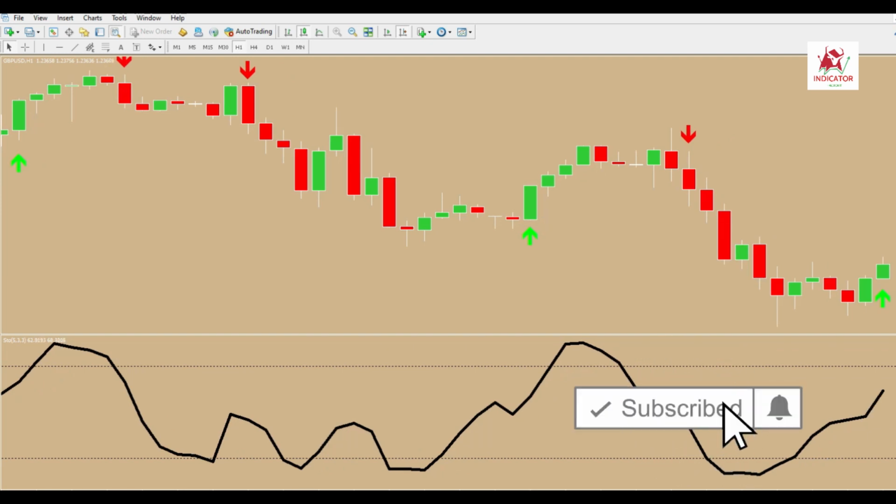Developed by Alan Andrews, Andrews Pitchfork is a technical indicator that utilizes 3 parallel trend lines to spot possible levels of support and resistance, as well as potential levels of breakout and breakdown. It is made by putting 3 points at the ends of previous trends and then drawing a line from the first point through the midpoints of the other two.